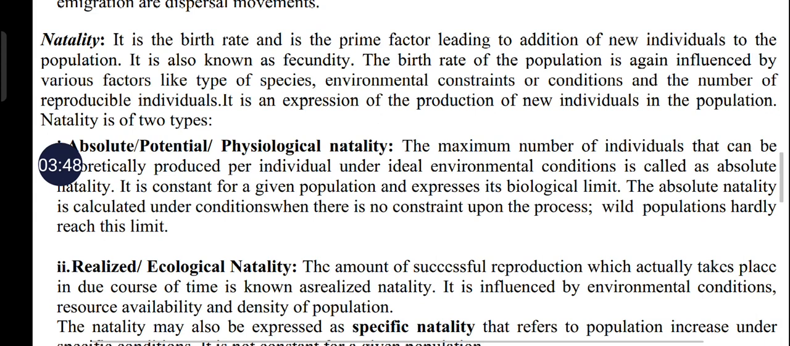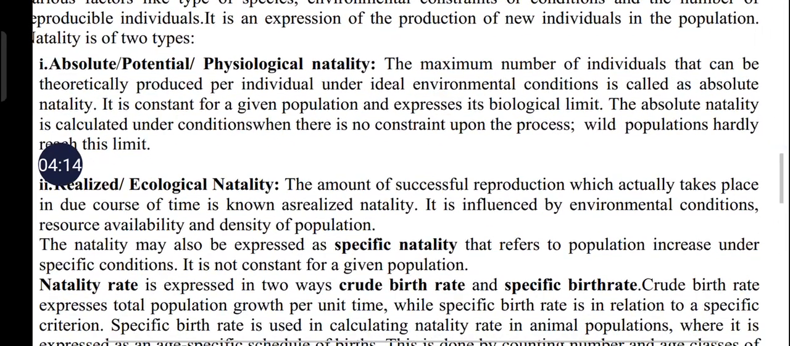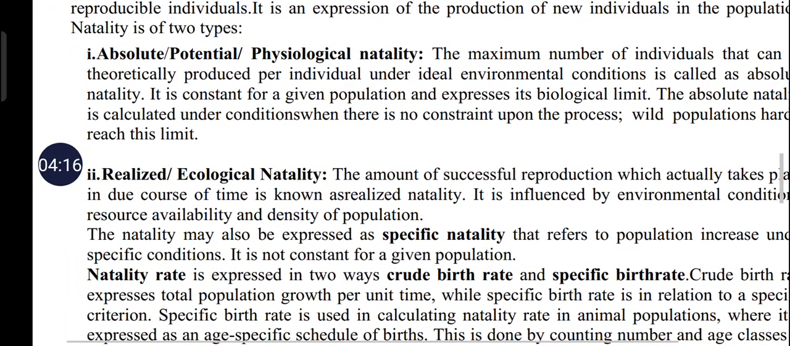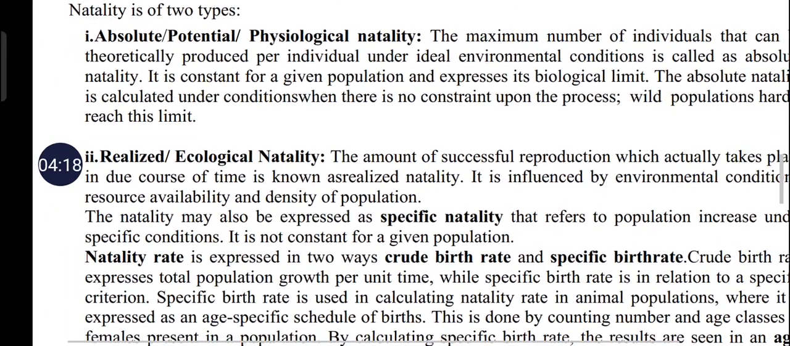The birth rate of a population is influenced by various factors like the type of species, environmental constraints or conditions, and the number of reproducible individuals. It is an expression of the production of new individuals in the population. Natality is of two types: absolute natality and realized natality.